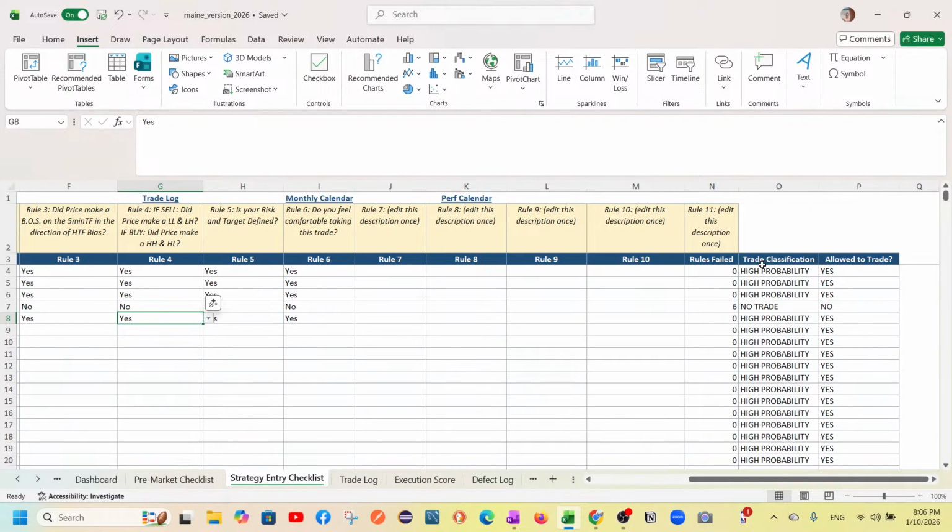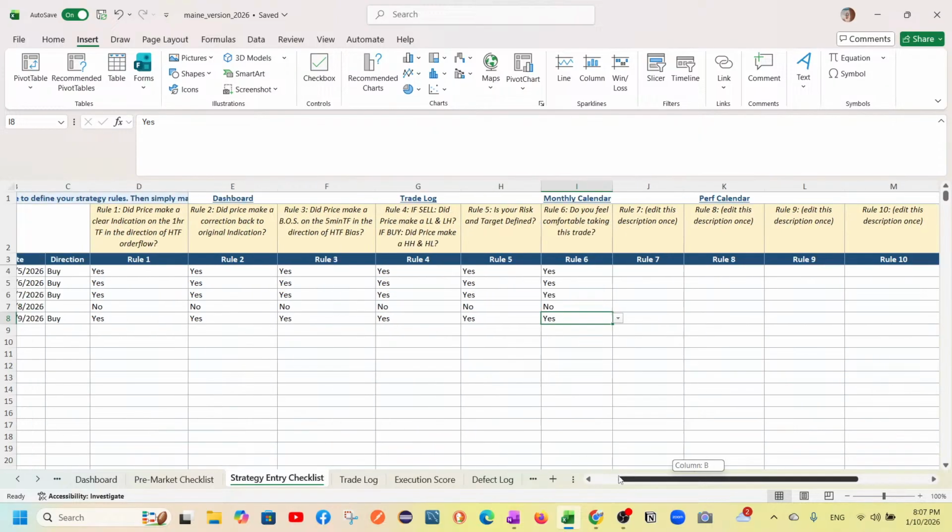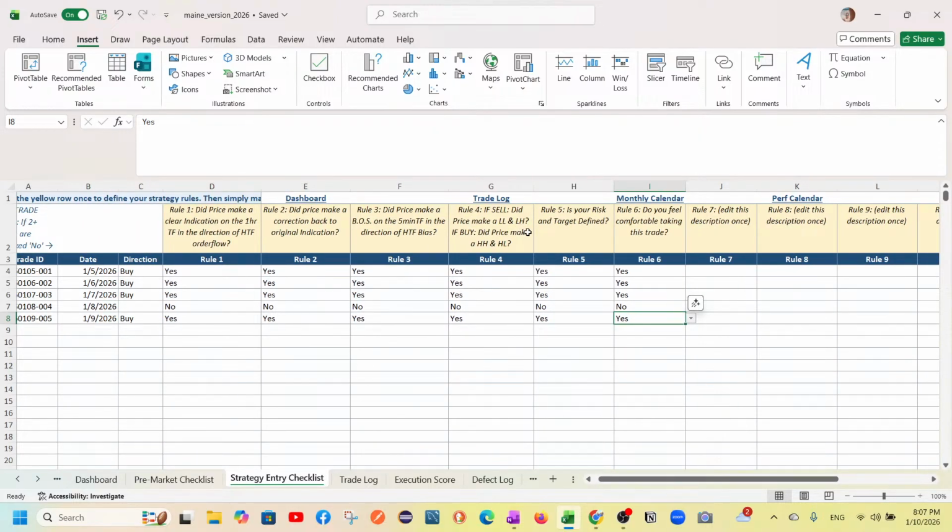And then this lets you know if it's a high probability. If this was 1 less, it would be a low probability. And if you have 2 no's, that means no trade, period, right? So I have a system in place that eliminates emotion. It follows my strategy, and it lets me know when to trade and when not to trade.